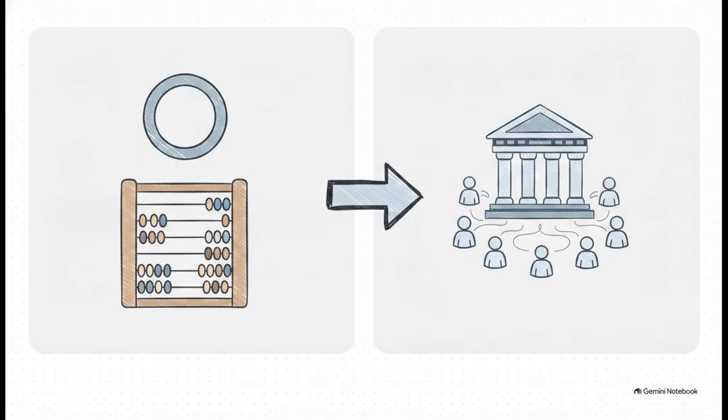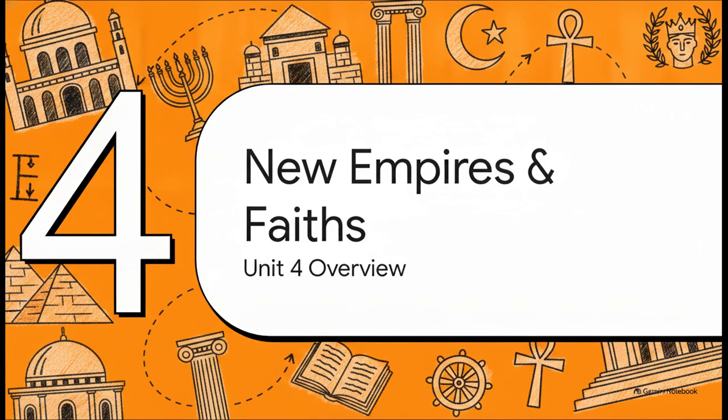And this brilliantly illustrates our ARO standard focusing on society, identity, and government. Understanding a concept like zero isn't just about doing math. It deeply reflects how a society trades, how it governs, and how it organizes its people. Everything is intertwined. That brings us to Section 4, New Empires, New Faiths, which covers our final historical phase in Unit 4.